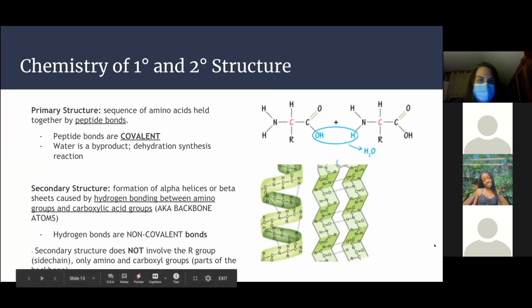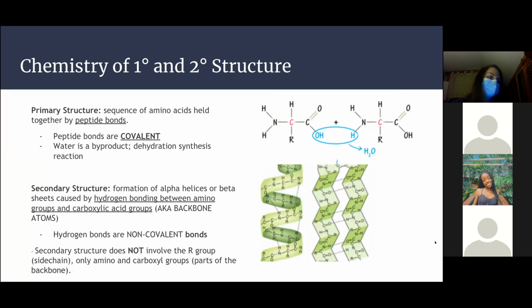Now I'm going to get into what the specific interactions are between each of the different levels of structure. Primary structure, like we just said, is a sequence of amino acids, and they're held together by peptide bonds. Peptide bonds are covalent, and they are formed by a dehydration synthesis reaction. The only bonds for primary structure are peptide bonds.